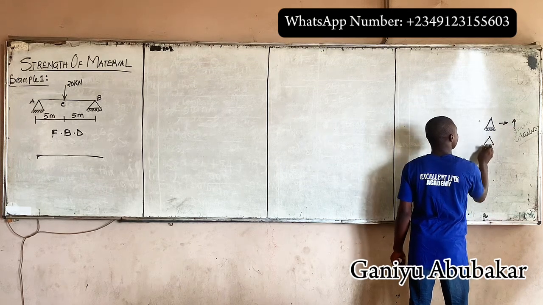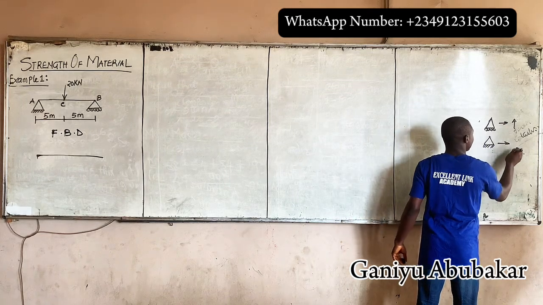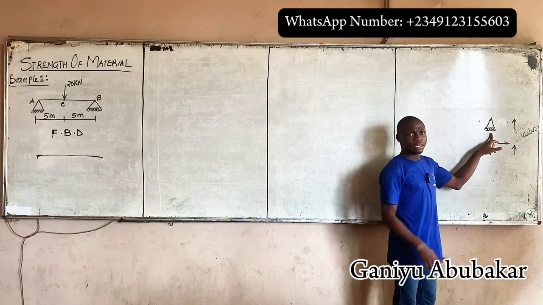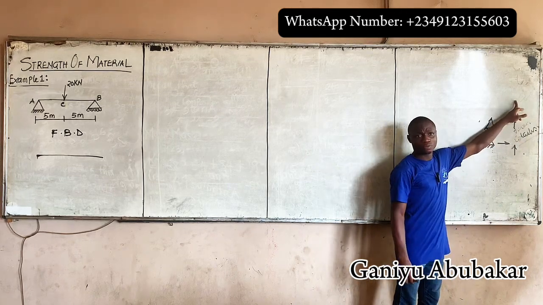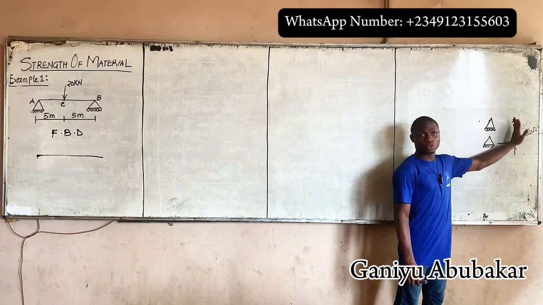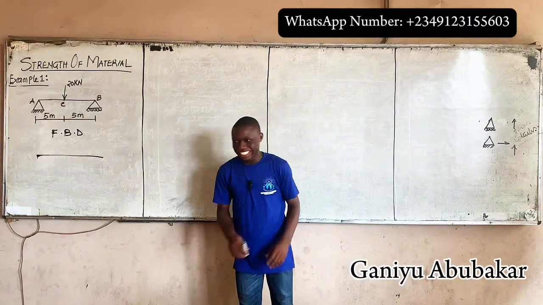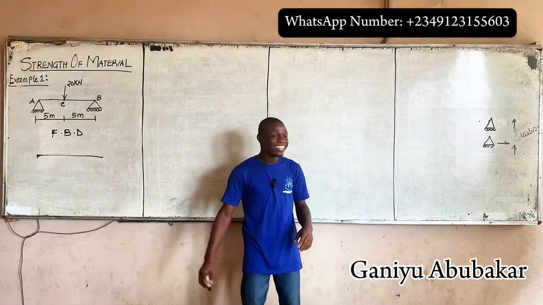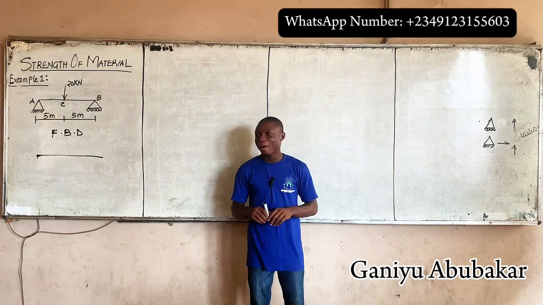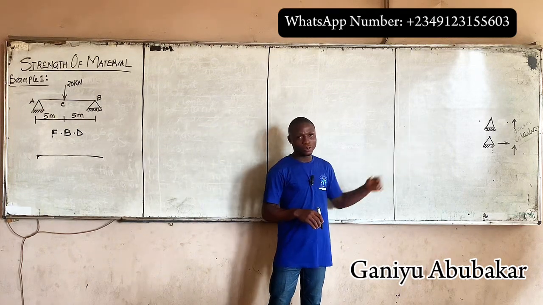While a pin support, this is called a pin support, as you can see there, it produces what? A horizontal and vertical reaction. So note that a roller produces an upward reaction. A pin produces what? A horizontal and what? Vertical reaction. That's the concept.